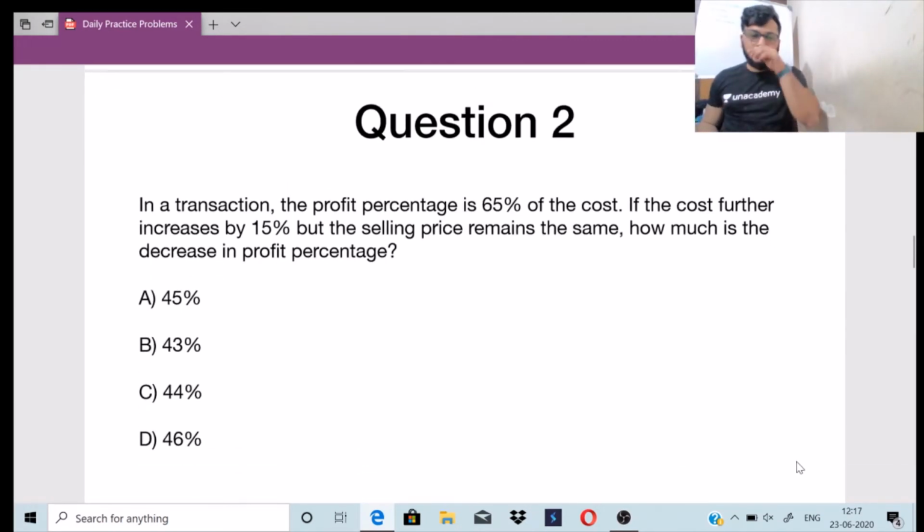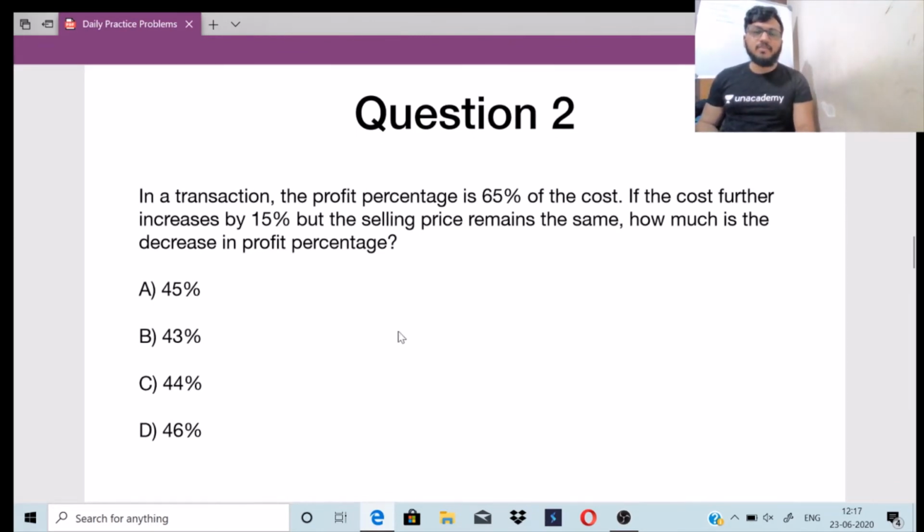Okay, let's move on to the next question. In a transaction, the profit percentage is 65% of the cost. If the cost further increases by 15%, but the selling price remains the same, how much is the decrease in profit percentage? Easy question, right? In a transaction, what is happening? 65% profit percentage. Our profit will be 65% more than the cost price, right?